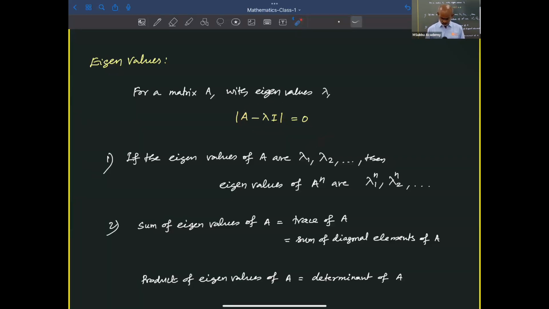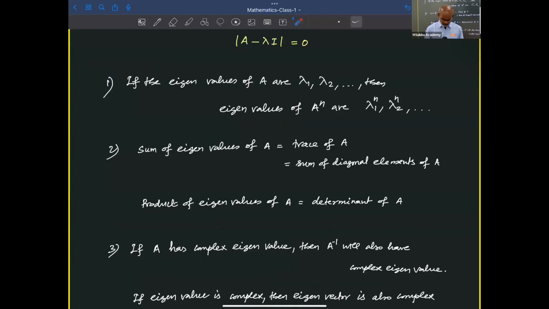Sometimes we need the eigenvalues of a powered matrix, say A power n. For that, the eigenvalues are simply whatever eigenvalues you get here, taken to the same power. Suppose it is A inverse, then it will be lambda 1 inverse, that means 1 by lambda 1. This way you can easily get the eigenvalues of any matrix which is a power of the original matrix. This n may be positive or negative as well.